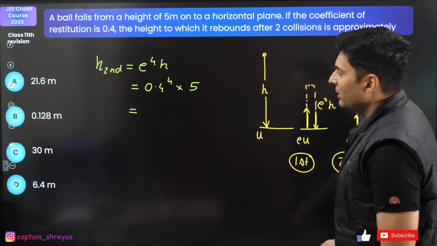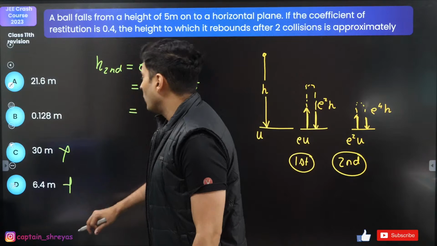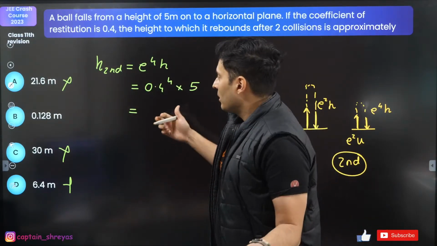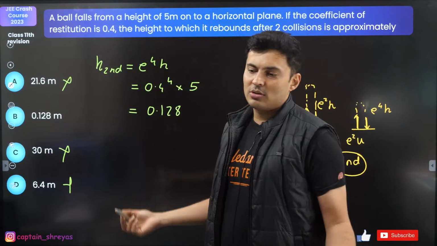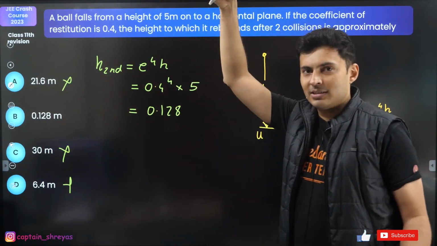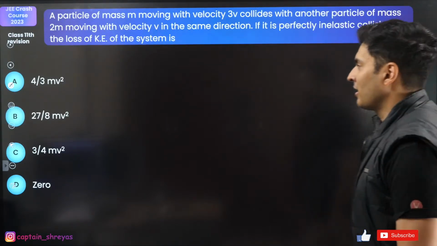Obviously it can't be 30 meters. 30 is out of the question, guys. This is also not possible. This also not. How can it go higher? It has to be 0.128. By elimination also you can solve it. If you drop a ball, how can it go higher, unless something magical is in it? So it doesn't make sense. Anyways, option B was correct.